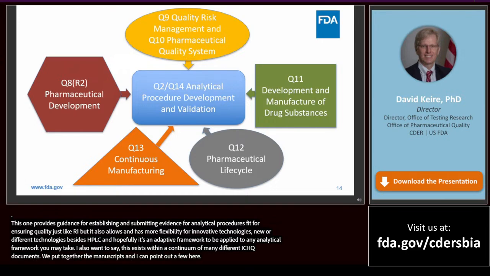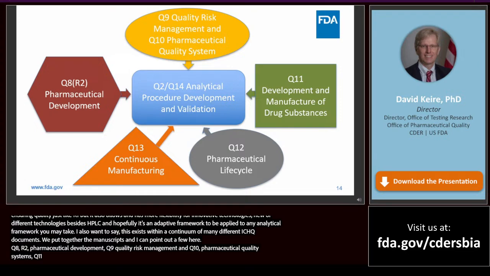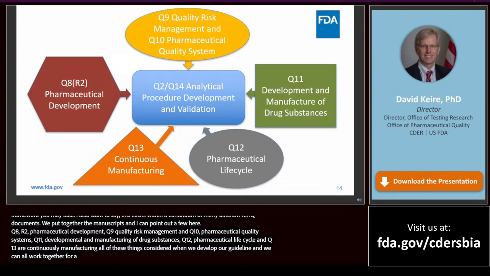Q2, Q8 R2 on pharmaceutical development, Q9 on quality risk management, Q10 pharmaceutical quality systems, Q11 development and manufacture of drug substances, Q12 on pharmaceutical life cycle, and Q13 on continuous manufacturing. All of these things were considered when we developed our guideline, and they all work together for a common goal of assuring drug quality.